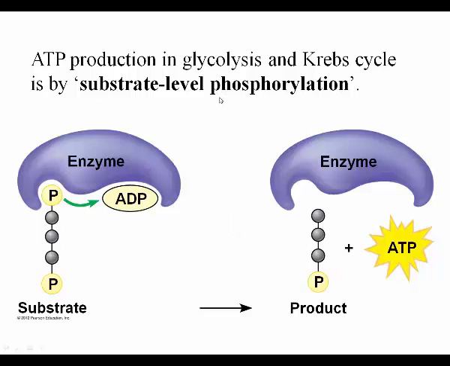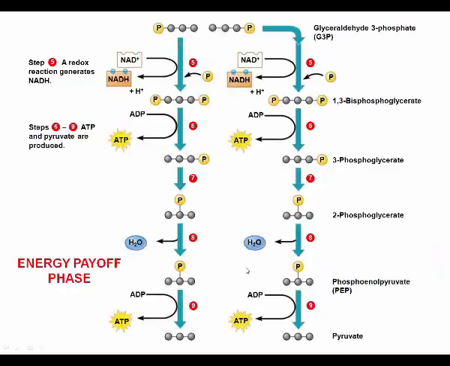Substrate level phosphorylation is a type of ATP production that we're going to see in the citric acid cycle as well. But let's talk about what happens to these pyruvate molecules first.